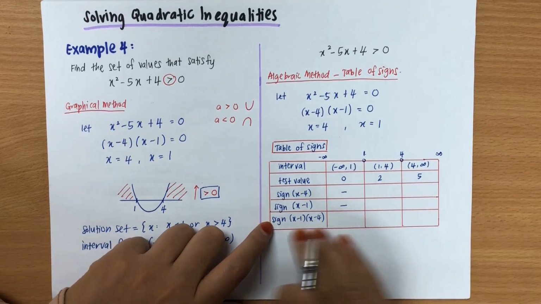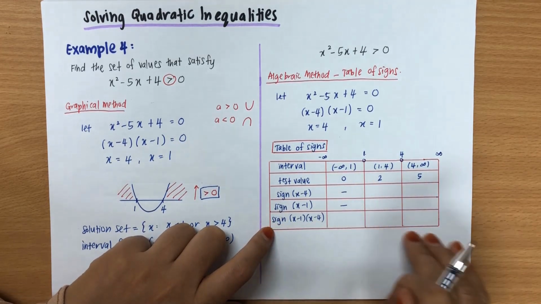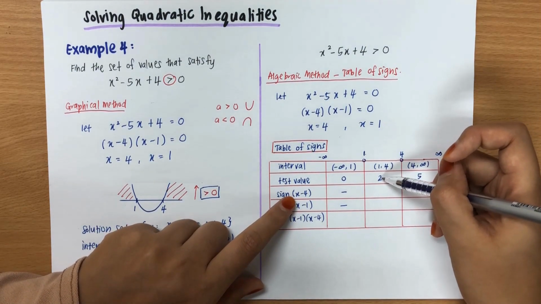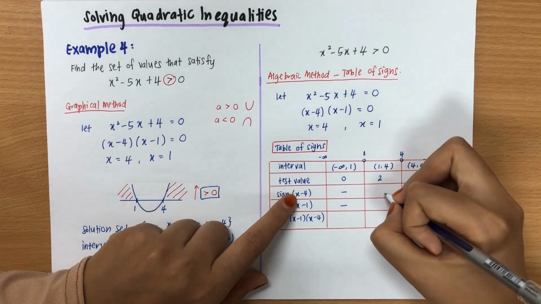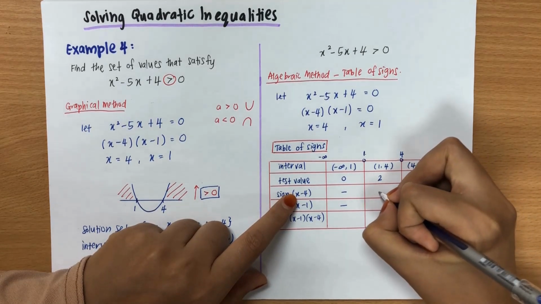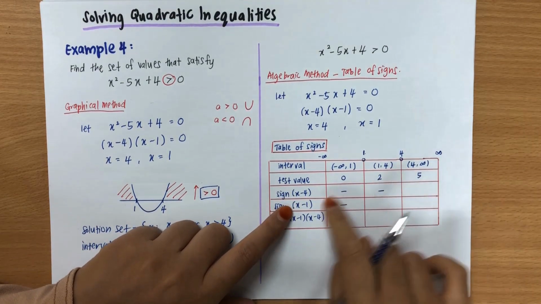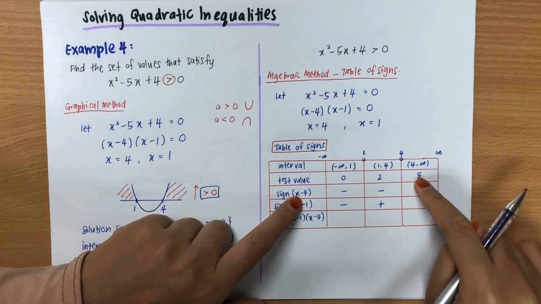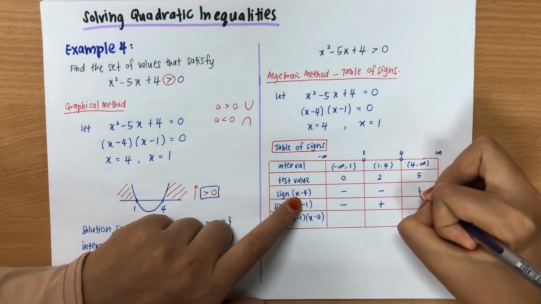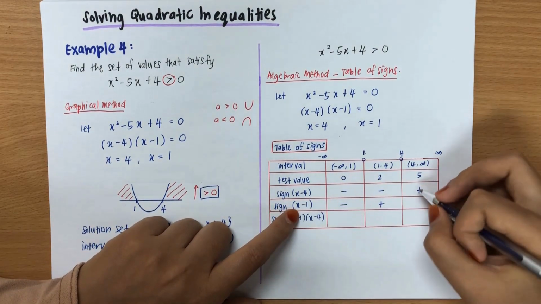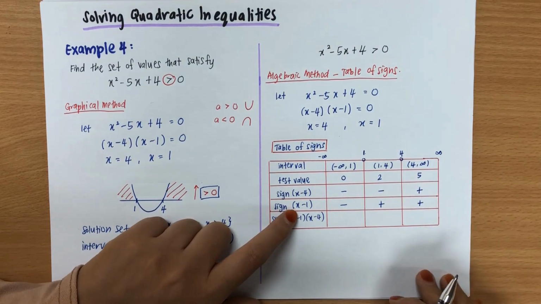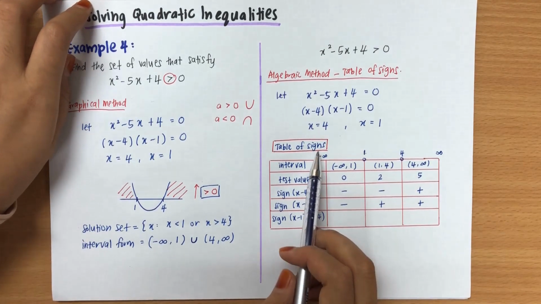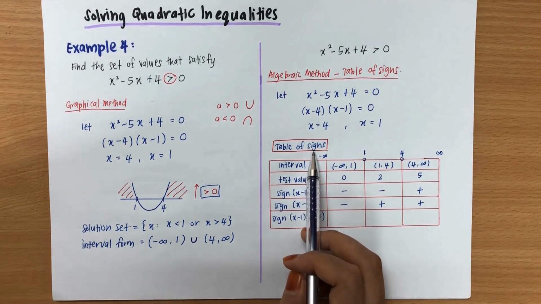Leave the last row for now. Let's compute this one. If you put 2 here, 2 minus 4 is a negative number, and 2 minus 1 is positive. 5 minus 4 is a positive number, and 5 minus 1, we get 4, that is also a positive number. We are just concerned about the sign. That is why the title of the table is Table of Signs.